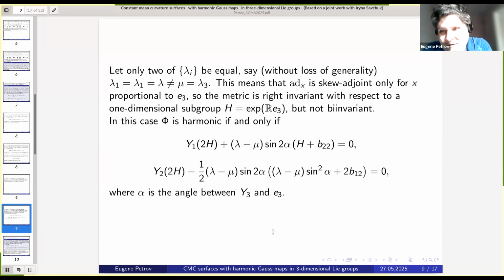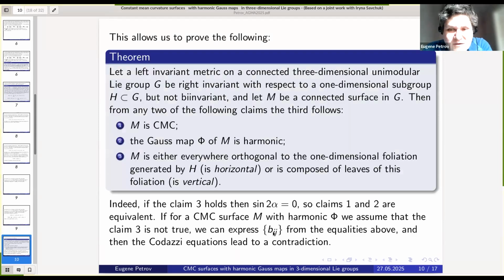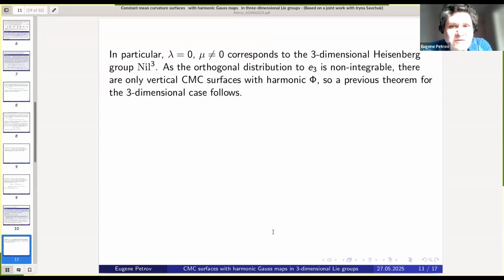And then we use some equations of the geometry of submanifolds, namely the Codazzi equations, and we are able to come to a contradiction. So this is the idea of the proof. What cases are there? If lambda equals 0, mu is non-zero, this is the three-dimensional Heisenberg group, and this is a case considered earlier.